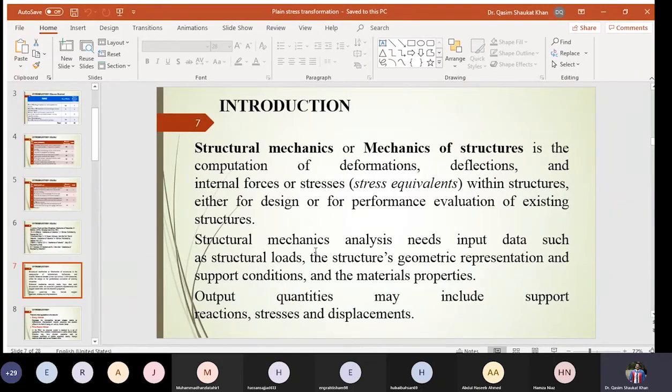Then we have to consider the structure's geometric representation. In general, the geometry of the structure is rectangular or square. The reason for this is the formwork: it is easy to make formwork of rectangular shape. However, in the rectangular or square shape, you have stress concentrations at the edges. So these edges are basically the relatively weaker part.